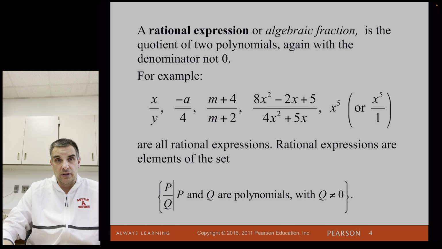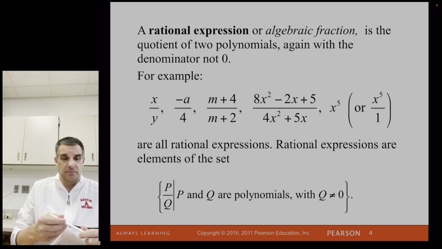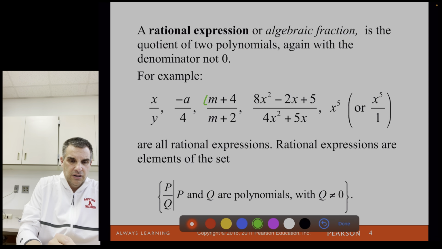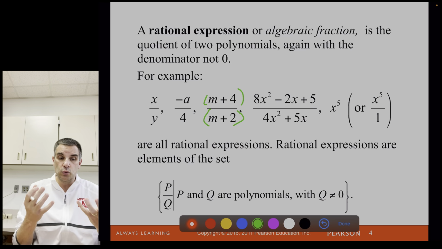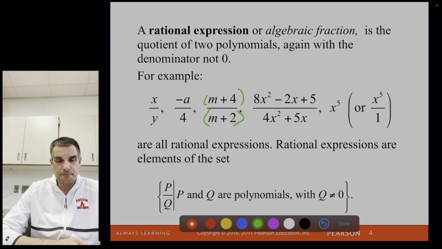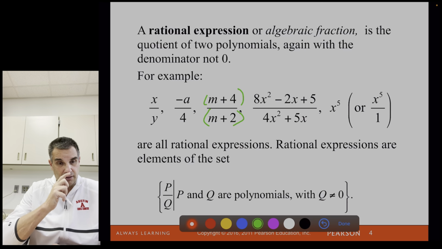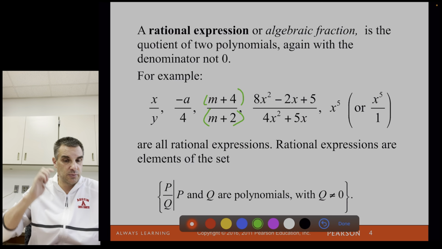m plus 4 over m plus 1. Again, keeping in mind that we can keep the m plus 4 inside of parentheses because they have to stay as a grouping of things. And so on and so forth. Remember, like the last one, x to the fifth power can be written as x to the fifth over 1, so it is still considered a rational expression.